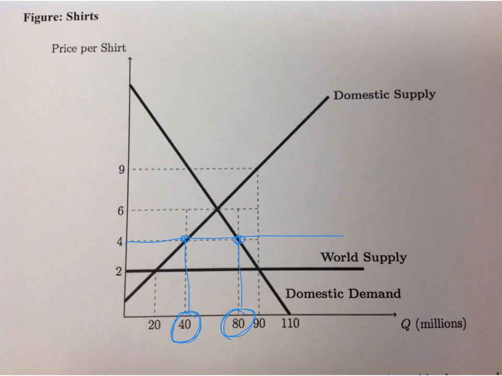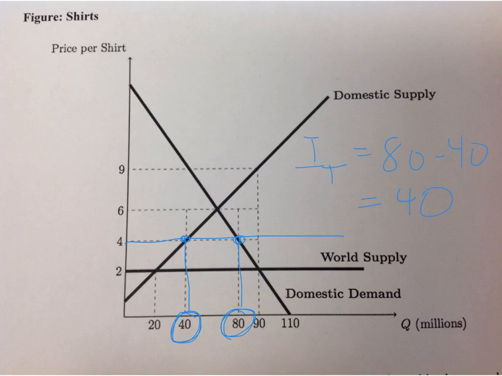So what are imports now that we have a tariff? Well, it's just 80 minus 40, which equals 40. So our imports have fallen from 70 in the previous case when we had free trade. Now we're only importing 40 shirts from abroad at this new higher price of $4, which is the $2 world price plus the $2 tariff.